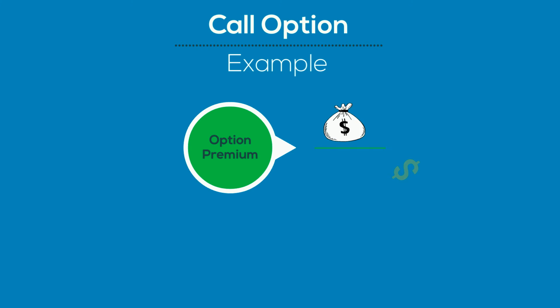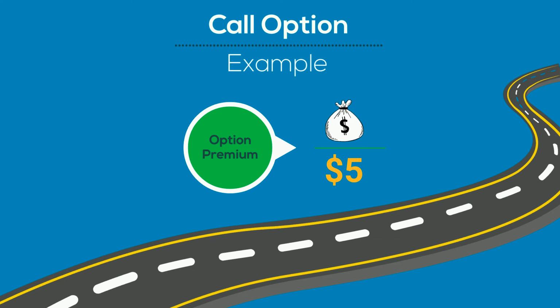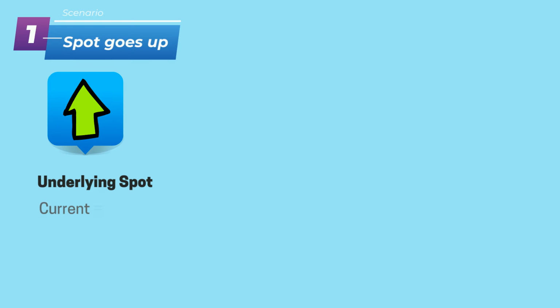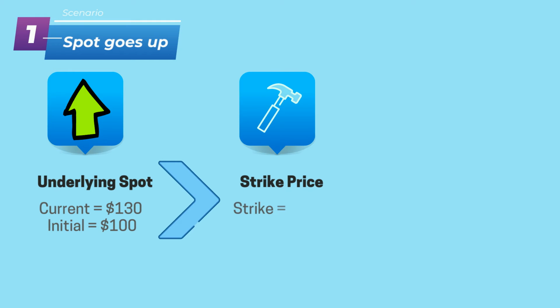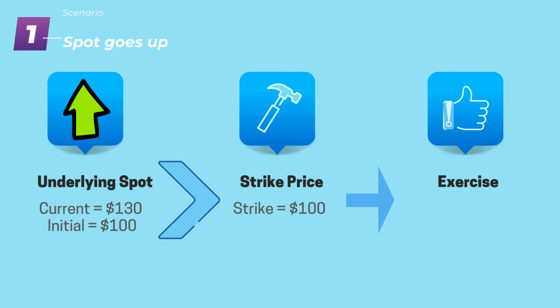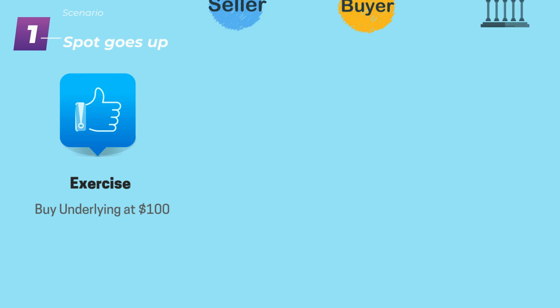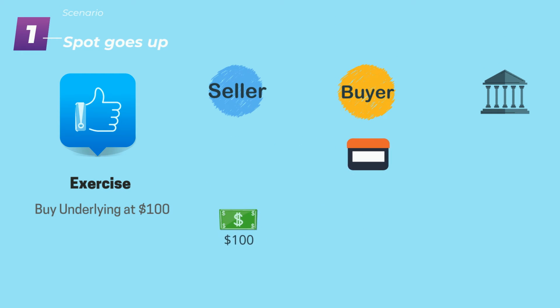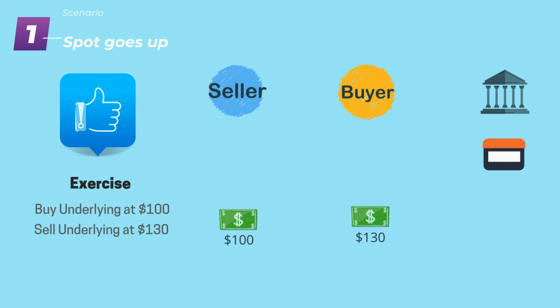Let's assume that you pay $5 for the call option, and consider different scenarios at the end of 1 year. In the first scenario, the underlying spot goes up to $130 at the end of 1 year. Since the price of the underlying at maturity is higher than the strike price of $100, you would choose to exercise the option. You then buy the underlying from the seller at $100, and immediately sell it on the exchange for $130. You realize a gain of $30 by exercising the option and selling the underlying to the market at a higher price.